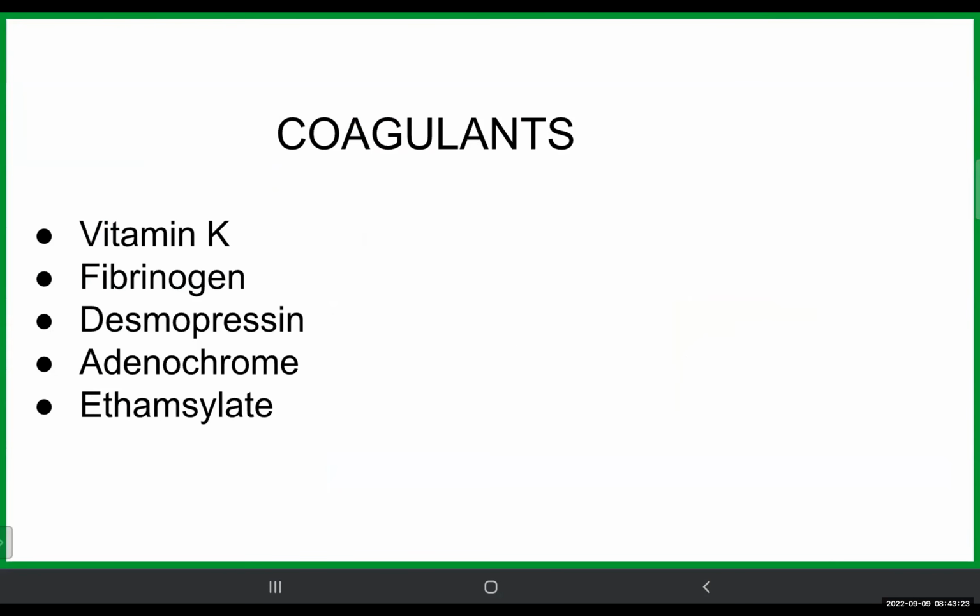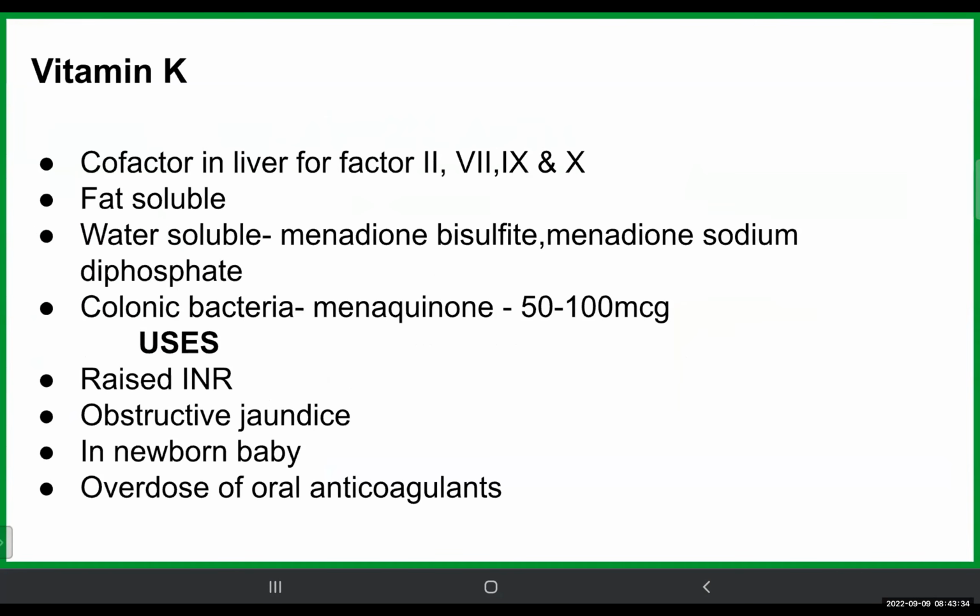First, starting with the coagulants, it is vitamin K, fibrinogen, desmopressin, adrenochrome, ethamsylate. Vitamin K is a cofactor in the liver for our clotting factors 2, 7, 9, and 10. And it's fat soluble, absorbed from the intestine via lymph, and needs bile salt.